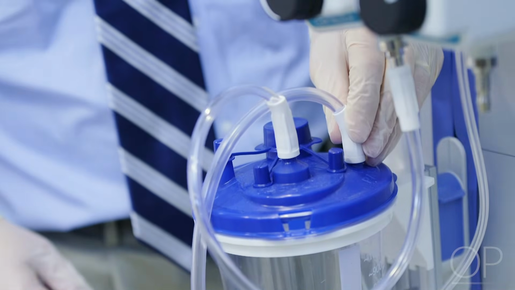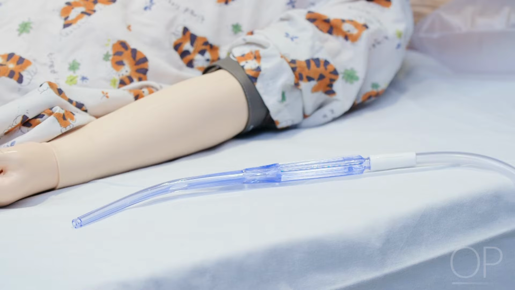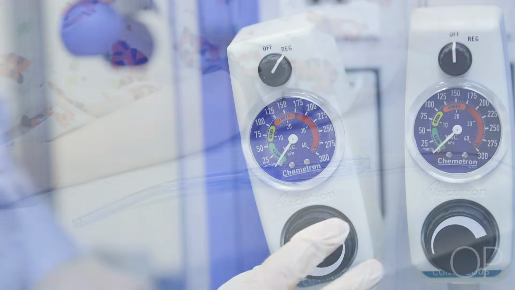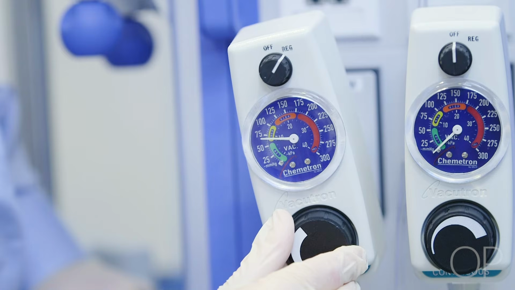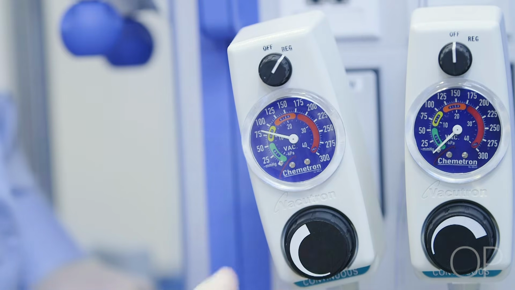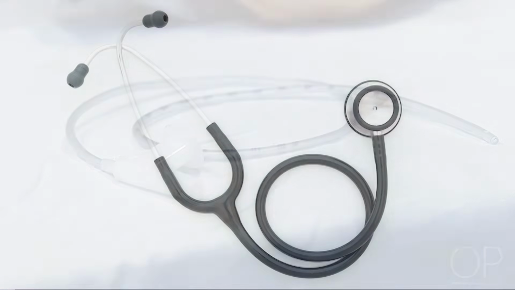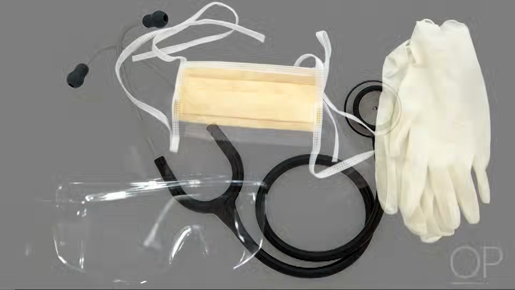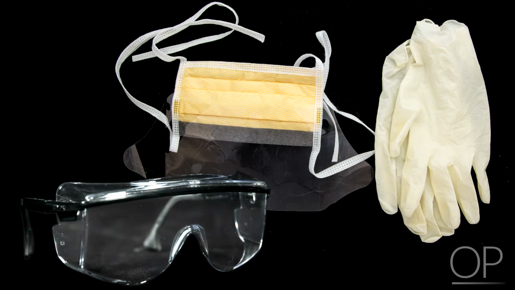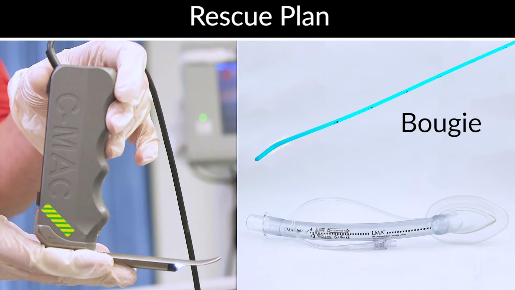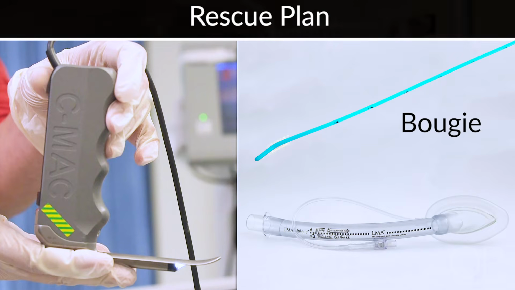Suction devices. The team should ensure that a tonsil tip suction catheter is attached to wall suction adjusted to 80 to 100 millimeters of mercury. A flexible suction catheter small enough to pass into the nares and down the endotracheal tube should also be available. A stethoscope. Personal protective equipment, including gloves and other items, as per your department standard, should also be obtained prior to starting the procedure. And a rescue plan should include alternatives to direct laryngoscopy as well as a supraglottic airway.